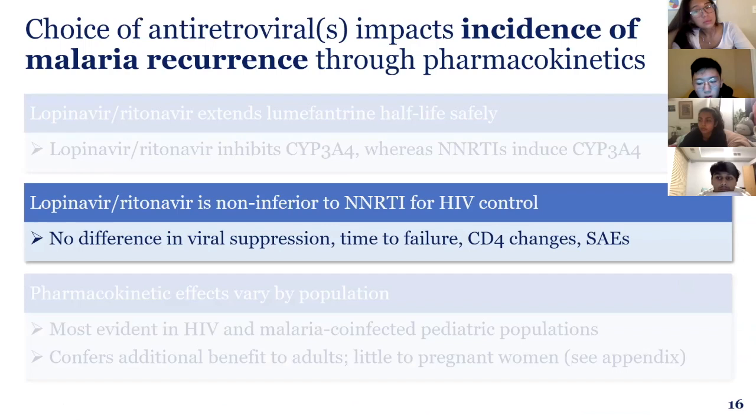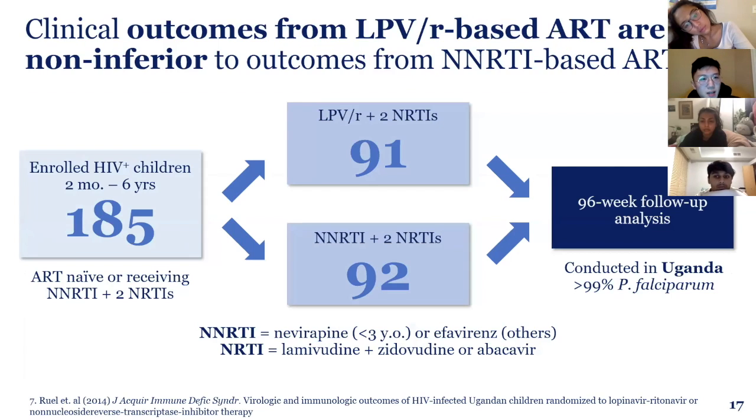And now we want to jump into a study that shows it in fact protects just as well as other antiretroviral therapies against HIV. In this study, we're looking at clinical outcomes from different antiviral therapy cocktails. HIV-positive children were randomized into two groups, one or the other. Should look very familiar by now. And then they do a 96-week follow-up analysis. And this is again in Uganda.